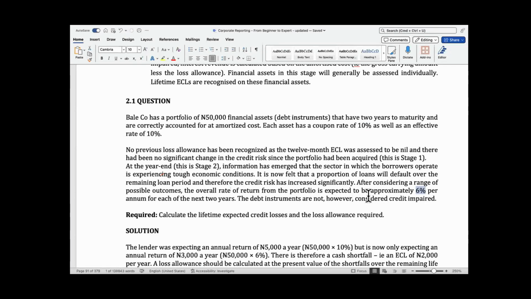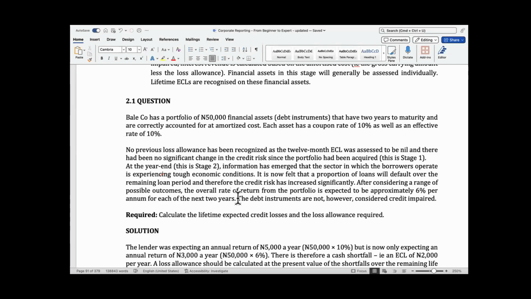So the debt instruments are not, however, credit impaired. So here it is telling you that they are still servicing the loan. They are paying. It's not credit impaired yet. But for the fact that the guy is experiencing tough economic conditions, we need to expect that he might not be able to meet up again. So we're now required to calculate lifetime ECL and also the loss allowance required.